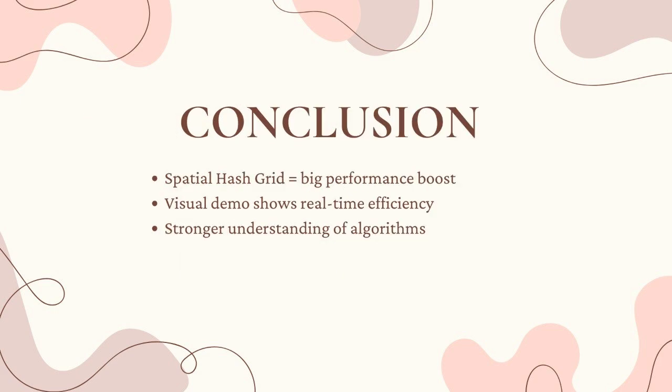Despite the difficulties, the results speak for themselves. Our project showed that the spatial hash grid provides a significant performance boost compared to brute force methods. By organizing space intelligently, we reduce collision checks from quadratic complexity to near linear behavior, which makes a huge difference as the number of objects grows. We've also demonstrated this improvement through our application, where the system stayed smooth and responsive even under heavy load. Seeing this efficiency in real time really highlighted the practical benefits of this approach.